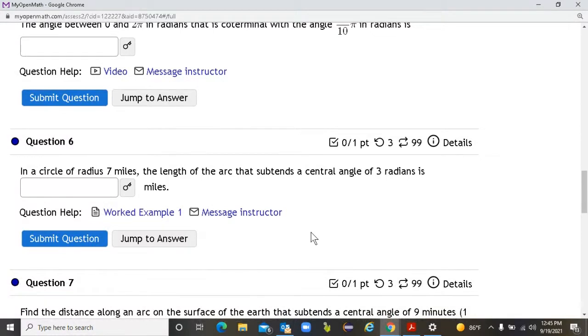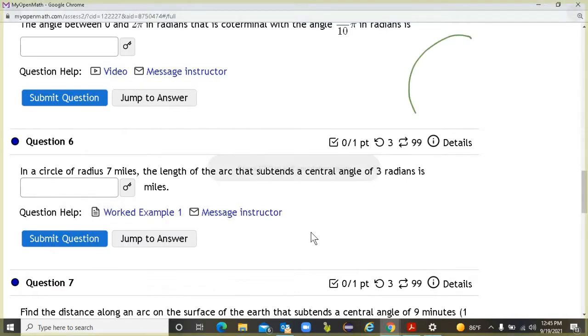Okay, so let's look at this next one. It says a circle of radius 7 miles. We want to try to find the length of the arc that subtends a central angle of 3 radians.